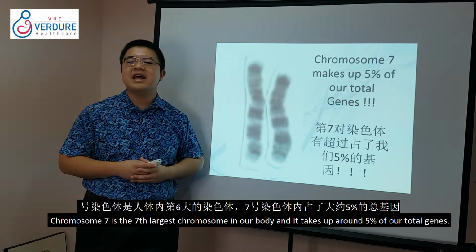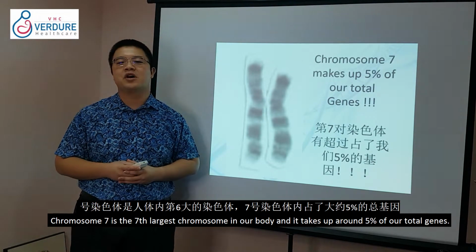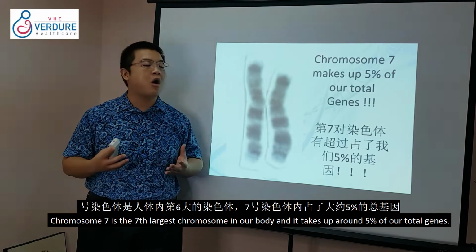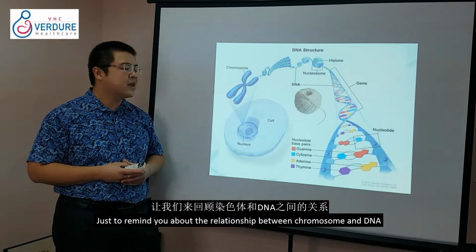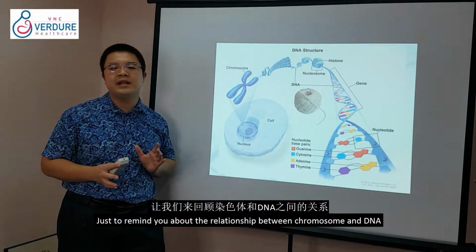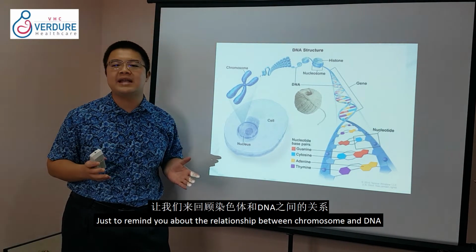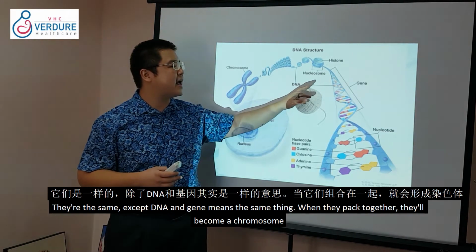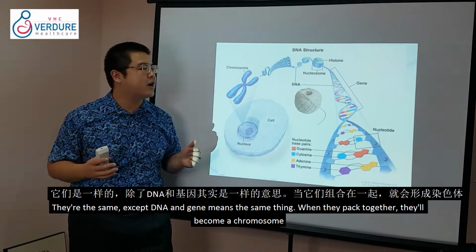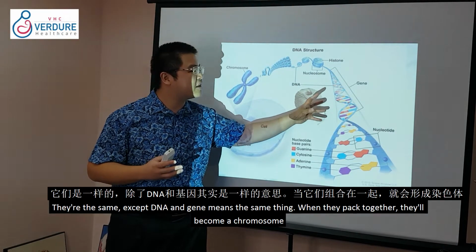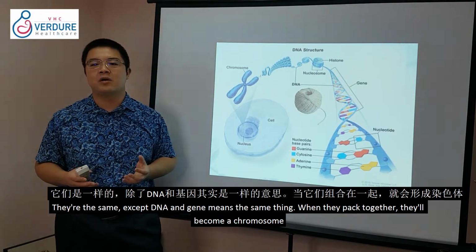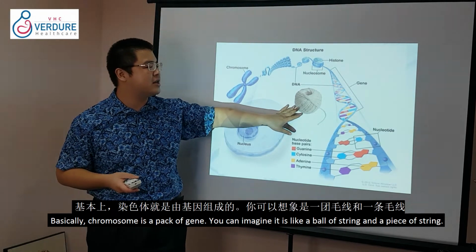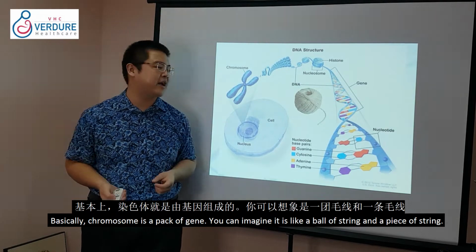Chromosome 7 is the 7th largest chromosome in our human body, and it takes up about 5% of our total genes. Just to remind you of the relationship between a chromosome and DNA: they are actually the same thing, and DNA and genes mean the same thing. When they pack together, they become a chromosome. So basically, a chromosome is a pack of genes. You can imagine a ball of string and a piece of string.